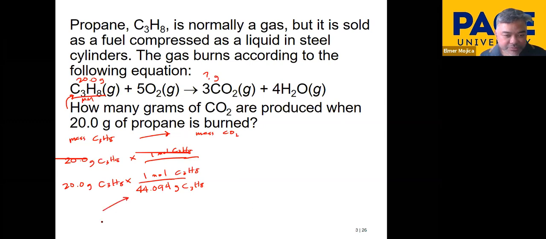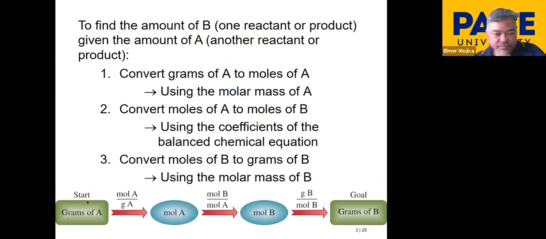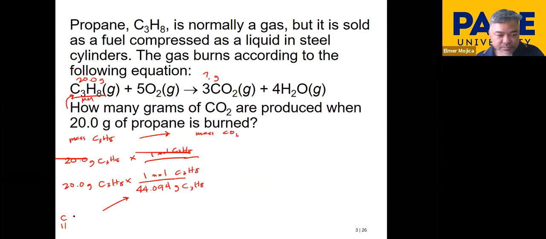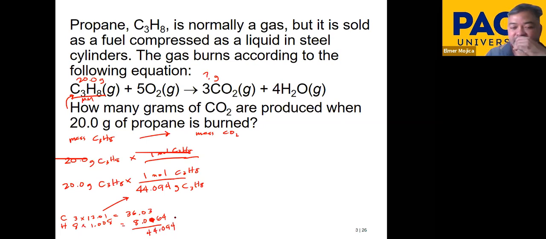So how do we get this one? So 3 and then H. So that's 3 times 12.01, and then you have here H. That H times 1.008. So if you're going to do this, that's 36.03, and this one is 8.064, giving you 44.094. Okay?